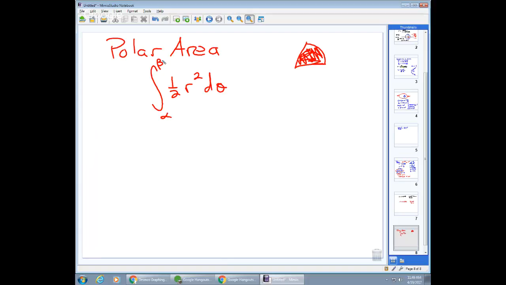And polar area isn't nearly as tricky as parametric area, because with parametric, the thing can loop back on itself in weirder ways than polar. Okay, polar is usually not too much of a problem. The r squared takes care of negatives, which is kind of nice. So polar area is pretty sweet. How about polar arc length?